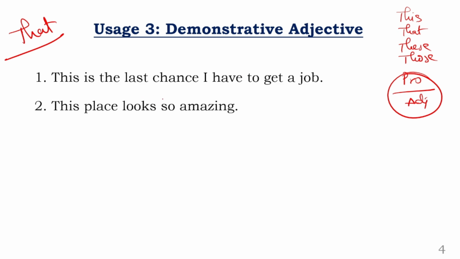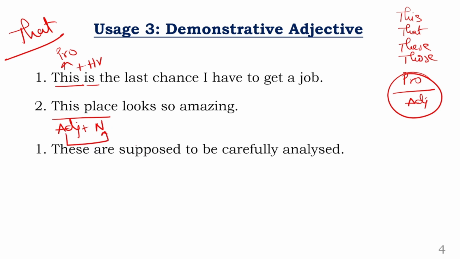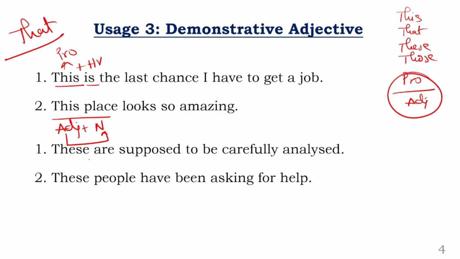Now look at the statement here. What is the statement we have? This is the last chance I have to get a job. Now look at this word, this is. Now when the demonstrative word is followed by a helping verb, this demonstrative word should function as a pronoun. But it is not the same case in this sentence. This place, the word place is a noun, and the word this is not a pronoun any more. It should be used as an adjective, remember, because an adjective modifies a noun. Okay, such is the case. Now if you look at the same case in the remaining two combinations, look at this.